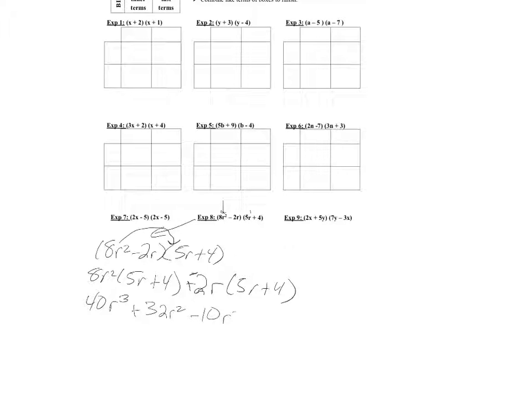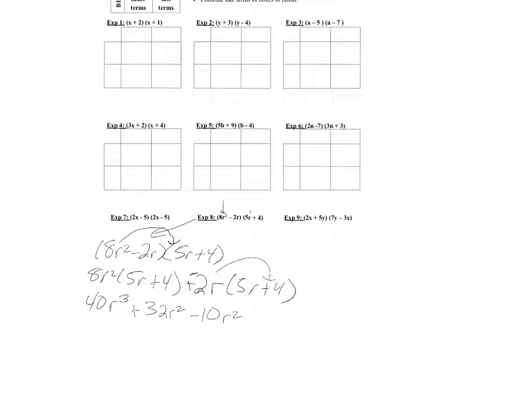We're still going to do 8r squared times 5r plus 4, and then plus negative 2r times 5r plus 4. So 8r squared times 5r, 8 times 5 is 40, and r squared times r is r cubed. Then 8 times 4 is 32. R squared times no r's is r squared. Then negative 2, remember that's a negative. Negative 2 times 5 is negative 10, and r times r is r squared.